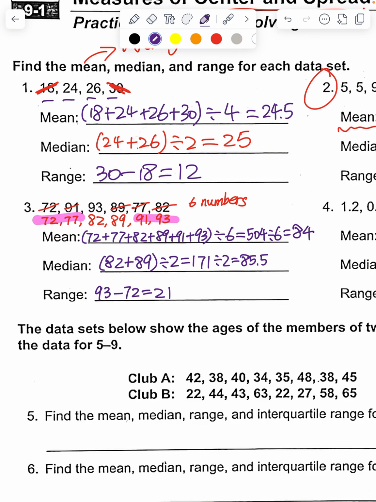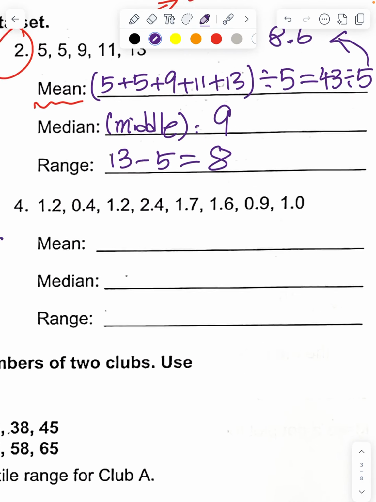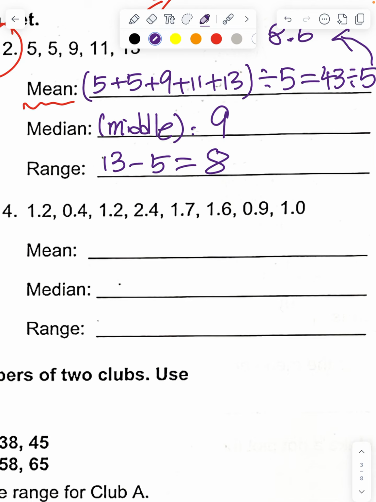Okay, this is number 3. Now number 4. Number 4 is decimal. Oh, we don't like decimals, right? But sometimes we can't avoid them in life. Smallest one, I believe, is 0.4. So 0.4. Next one, 0.9, I believe. Yeah, 0.9.